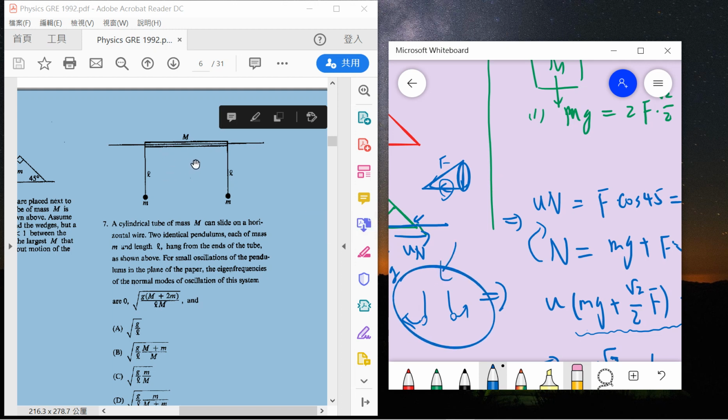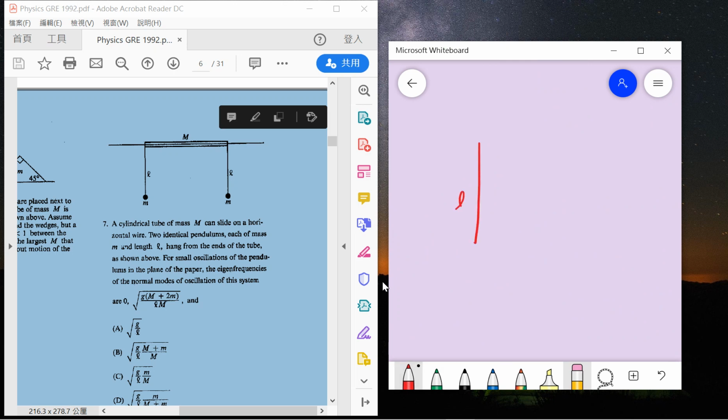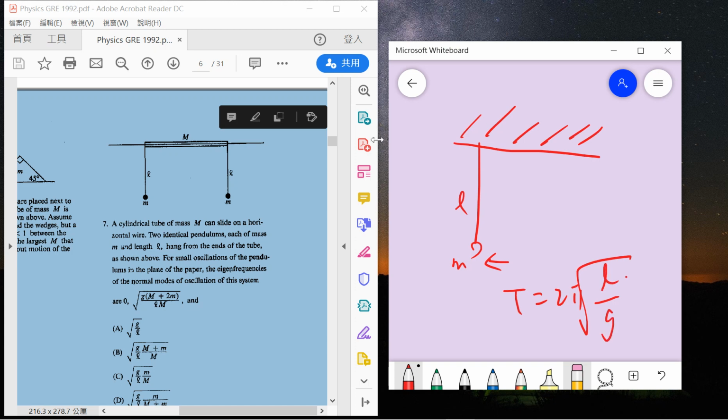So what it means is that the middle large mass M will be fixed, and the small m will change. If we focus on one m, then this is fixed, so it's like a wall. So this is like a simple pendulum. You already know that T is equal to 2 pi square root of L divided by g, and omega is 2 pi over T, so square root of g over L. The answer is A.